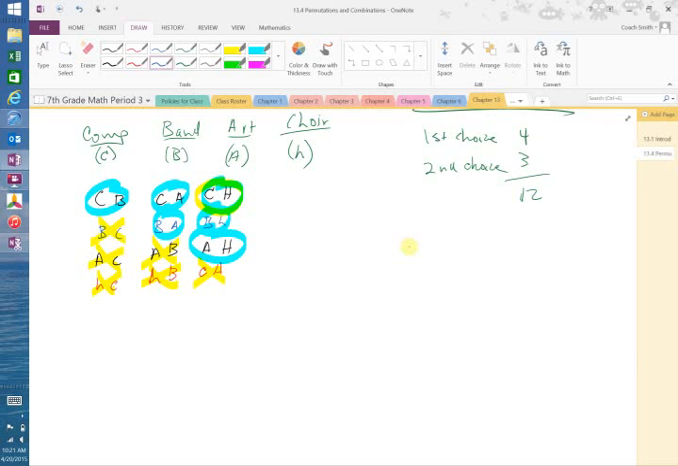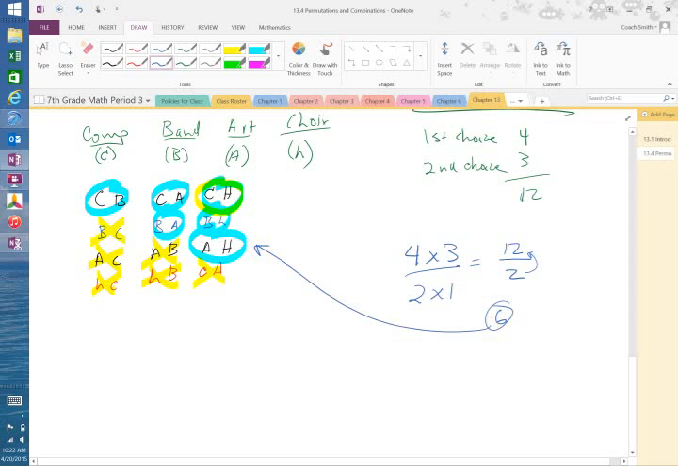If we look at this, we said you take 4 times 3 if it was a permutation. In other words, order does matter. It does matter if I take art before choir or choir before art. Well, how many choices am I trying to make here? How many classes do I have to take? 2. So, 2 classes is 2 times 1 on bottom. So that's 4 times 3, which is 12, over 2 times 1, which is 2. Divide 2 into 12, you get 6, which matches this over here.